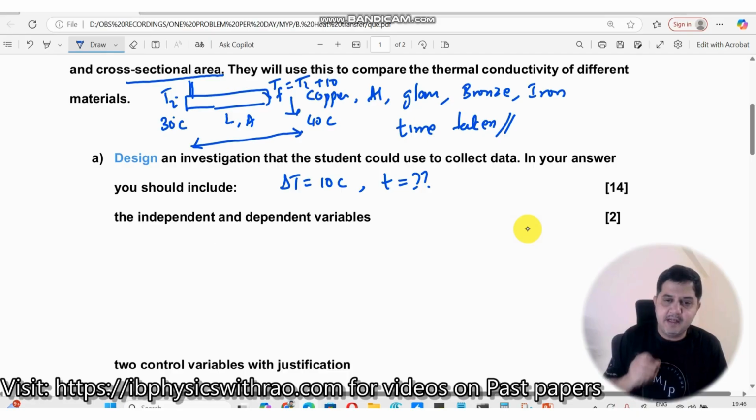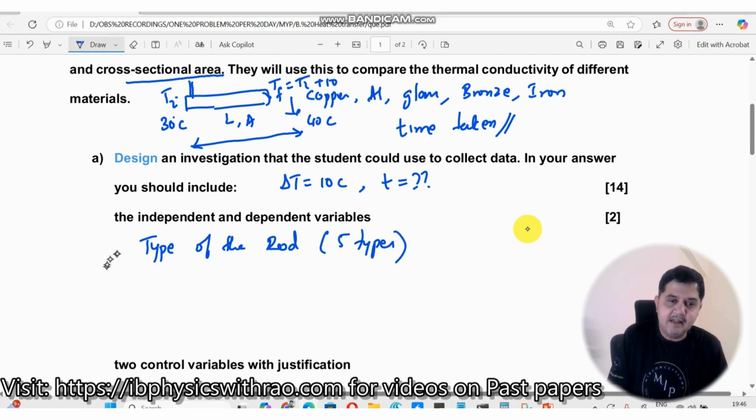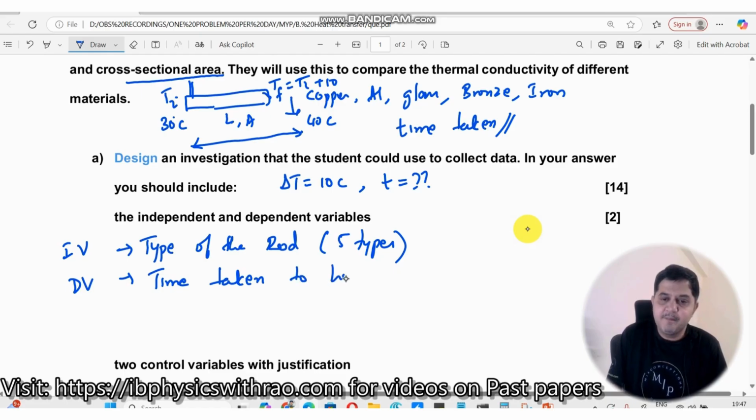Independent and dependent variables. What is your independent variable? The type of the rod, or material of the rod, which could be of 5 different types. We are going to use it here, and this is your independent variable. What's your dependent variable here? The time taken to heat the rod by 10 degrees Celsius. This is your dependent variable.